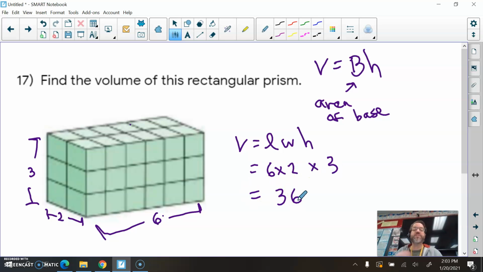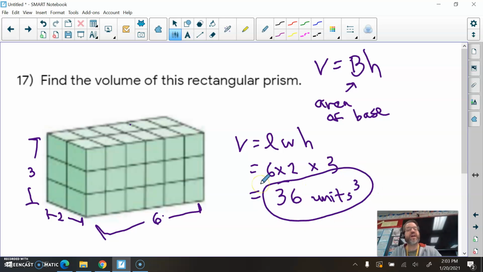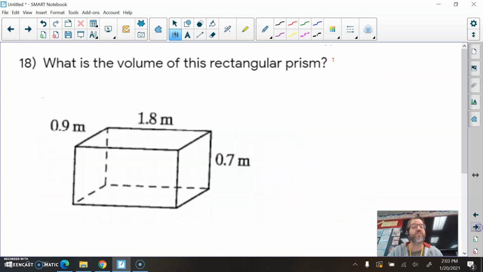Now, volume is always cubic units, okay? So I'm going to put for my label units cubed. And that's it, 36 cubic units. You could imagine this entire thing would have 36 of these blocks in it. All right, there'd be a total of 36 blocks in that figure.